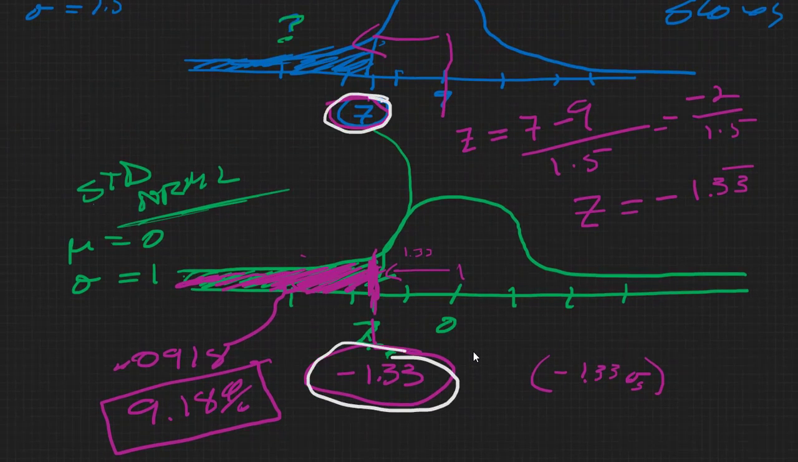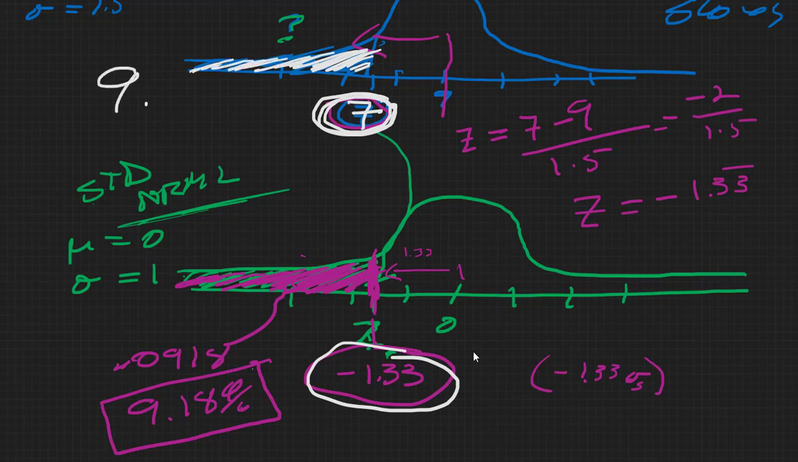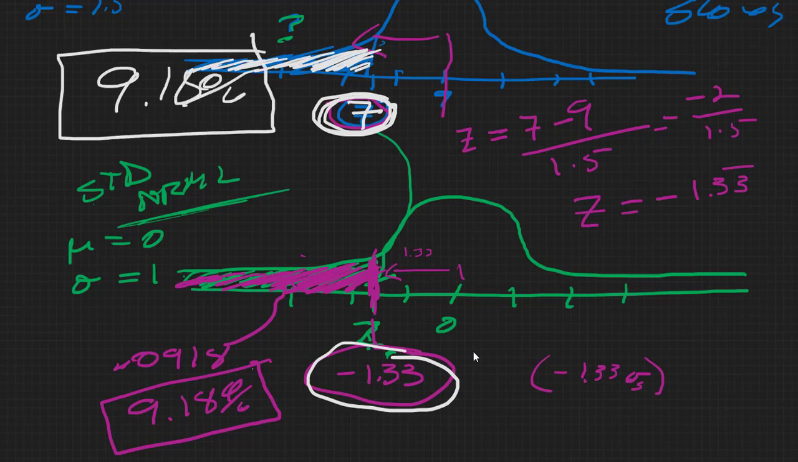I care about all the size 7s, right? I care about all the size 7s. So how many shoes in the population are less than a size 7? And the answer is 9.18% of all shoe sizes in this particular population are less than a size 7.